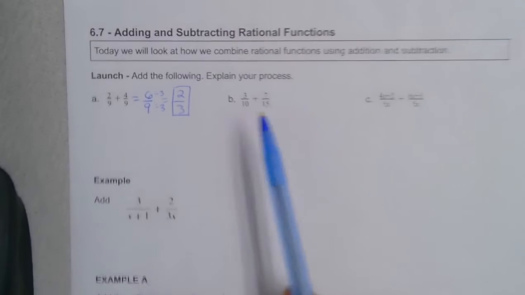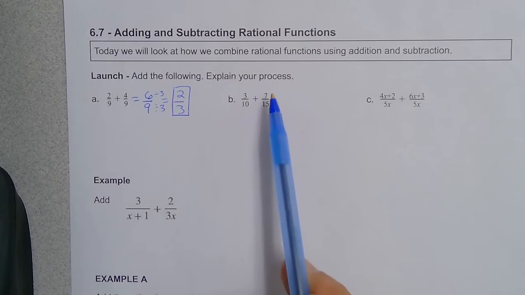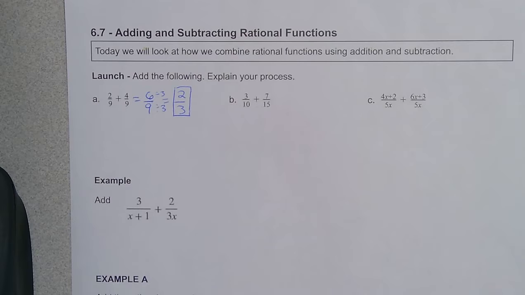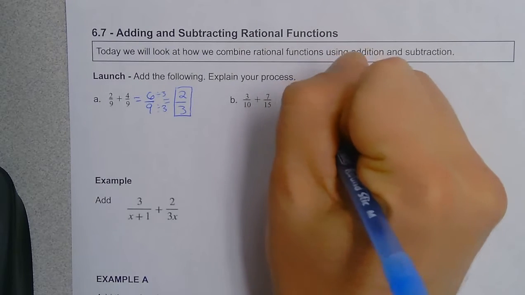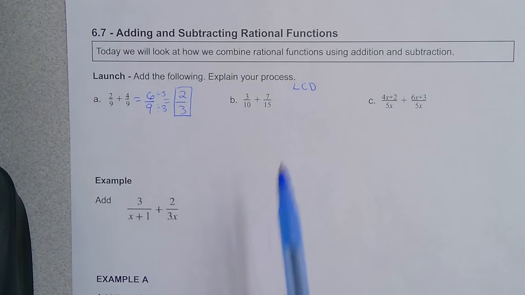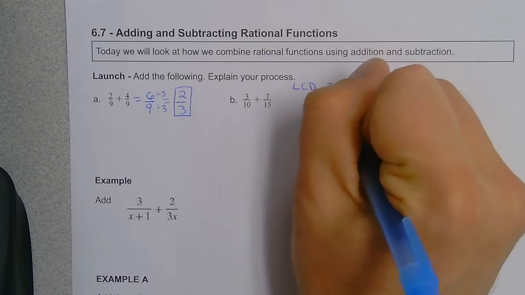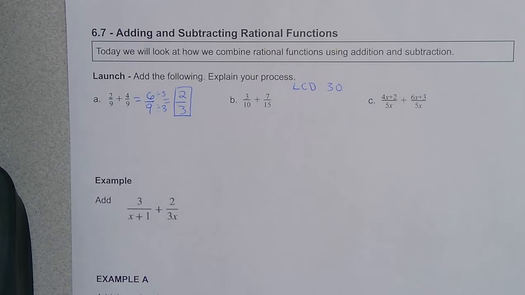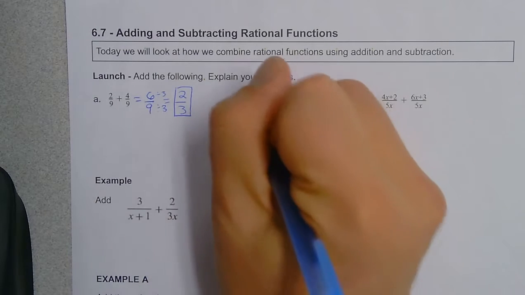Now, for B, I need to add 3/10 and 7/15. What I do to add 3/10 and 7/15 is find my least common denominator of 10 and 15. If I think of multiples of 10 and 15, multiples of 10 were 10, 20, 30, and multiples of 15 were 15, 30, I can see that my least common denominator is 30. So I'm going to rewrite those with a denominator of 30.